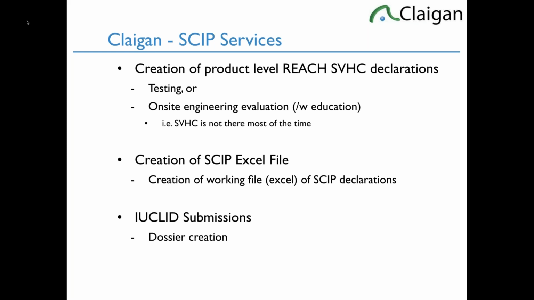You create a SCIP Excel file. Once you know what SVHCs are in there, we can create the SCIP file for you. Very straightforward. Then create an IUCLID submission. And of course, our number one recommendation is do one first. Don't make big plans when you haven't done it before.